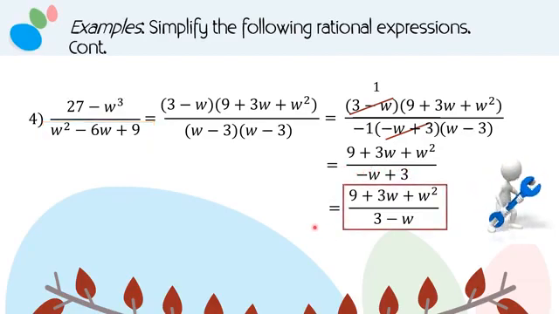And then, I consider this one now as our final answer. Pero pwede din ito as your final answer. Pero mas maganda ito kasi wala tayong negative dito, kumbaga mas maganda siyang tingnan. Okay? So 9 plus 3w plus w squared all over 3 minus w is your final answer.